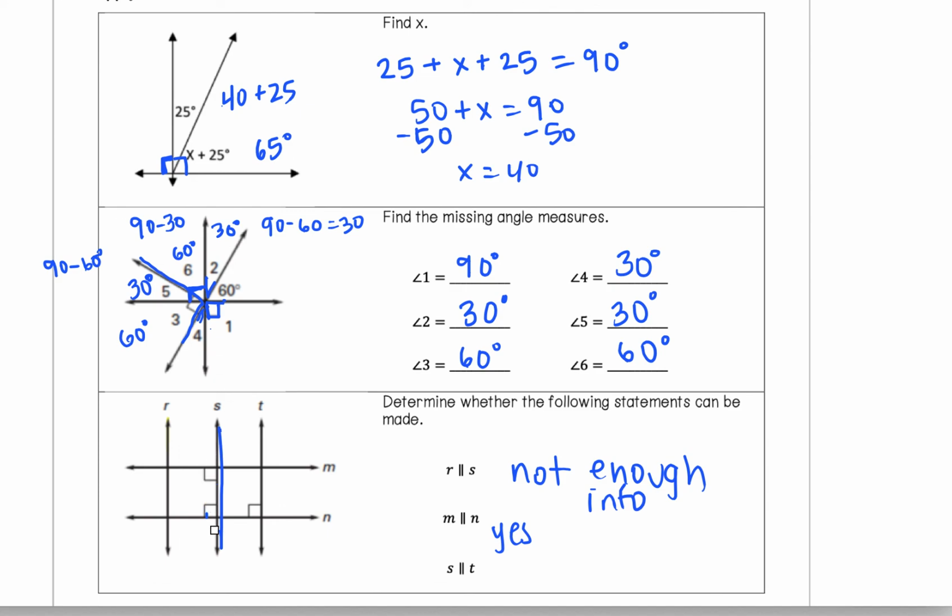And then finally, in our last claim, it's saying that line S should be parallel to line T. So when I look at the transversal M, I can see that that's perpendicular to S, but I don't know that it's perpendicular to T, so we can't make that claim. But then when I look at transversal N, I can see that that's perpendicular to line T and line S, which means that because it's perpendicular to both of them, we can claim that those two are both parallel.